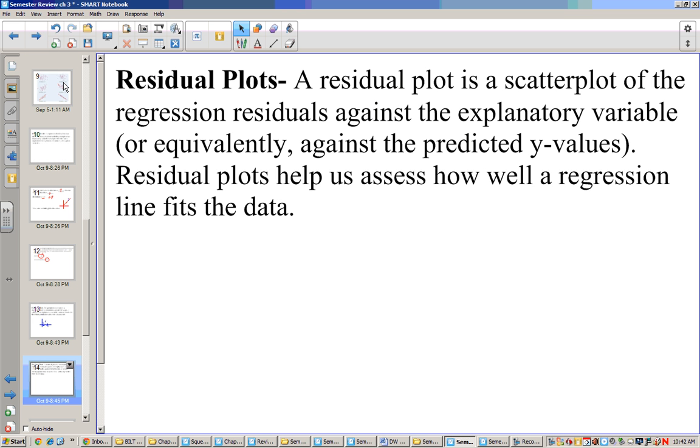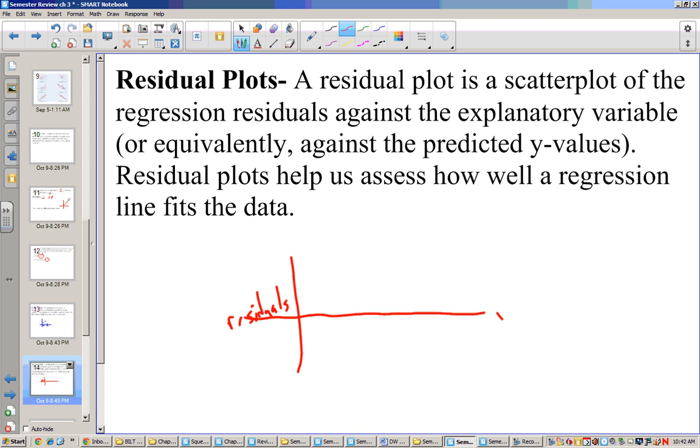Residual plots are when we plot our residual values on our y-axis, and we plot our x values, or explanatory variables, on our x-axis. And our residual plot will look something like this. If we have a really scattered residual plot, that tells us that our linear regression is a pretty good fit. If there are any curves or any patterns, then we think that the original data probably isn't linear.